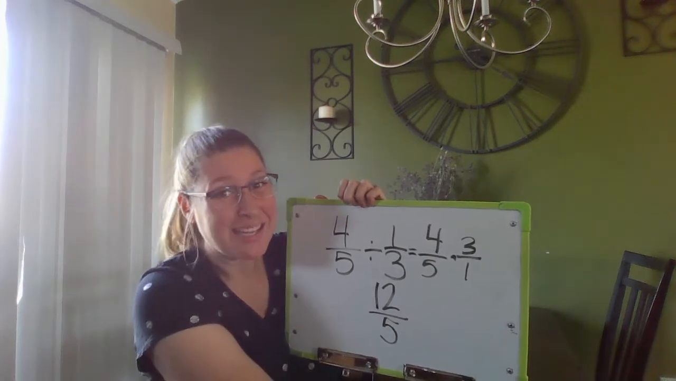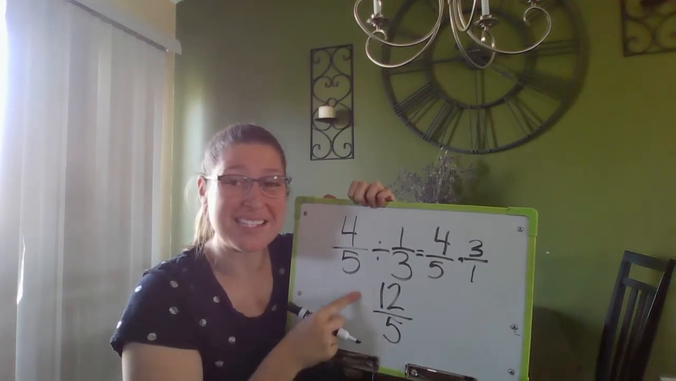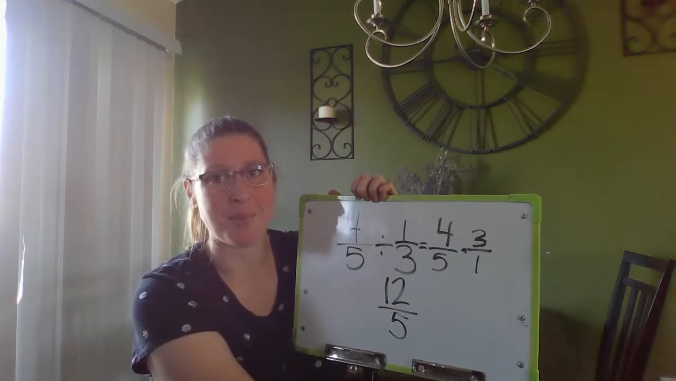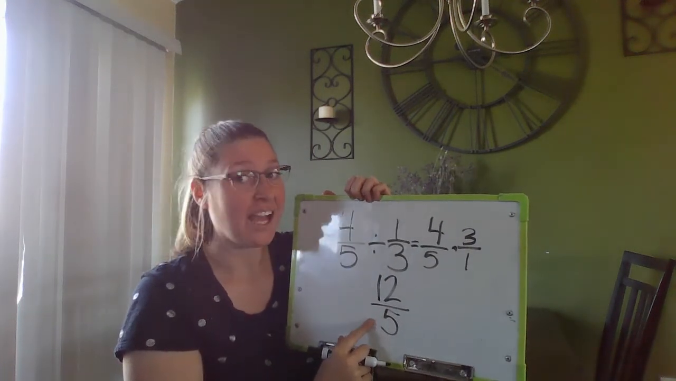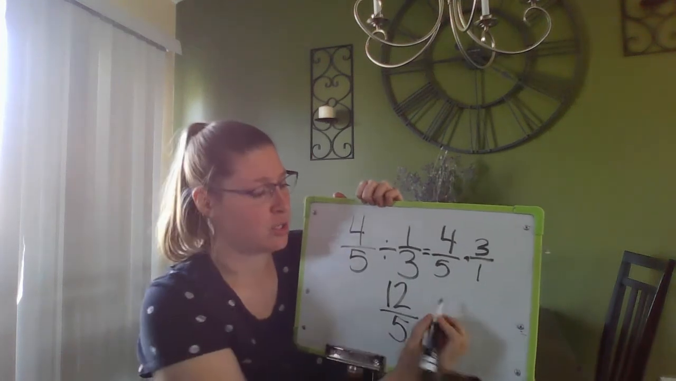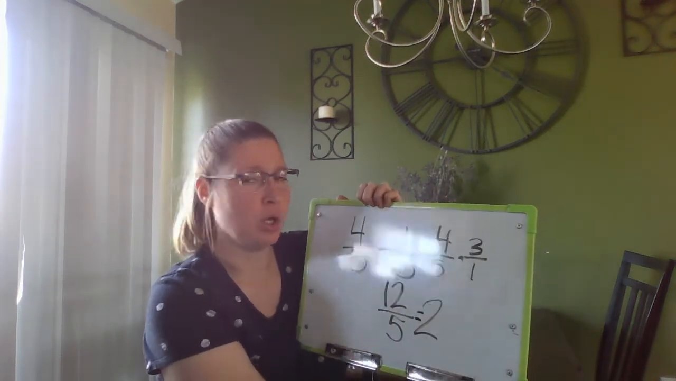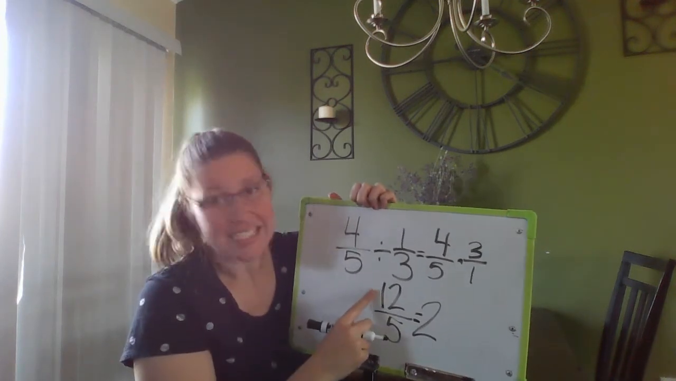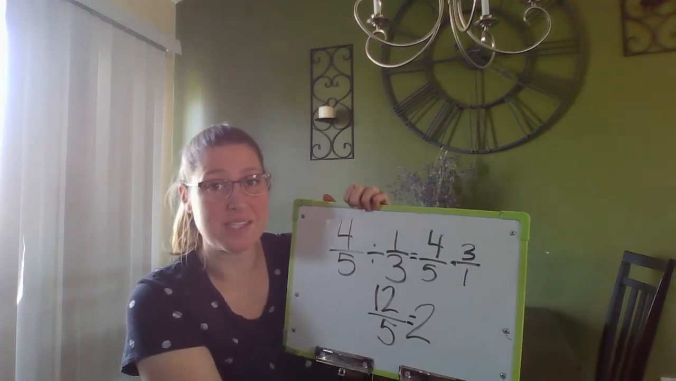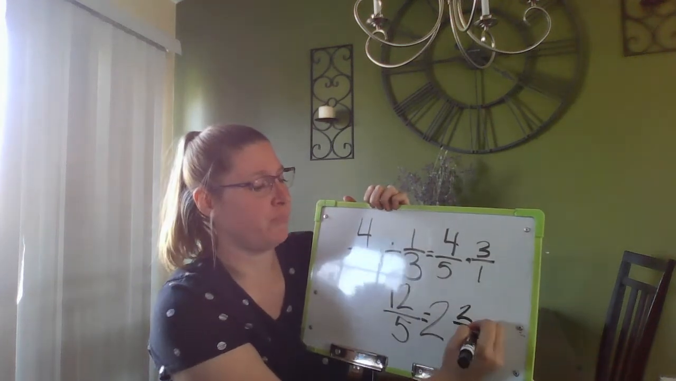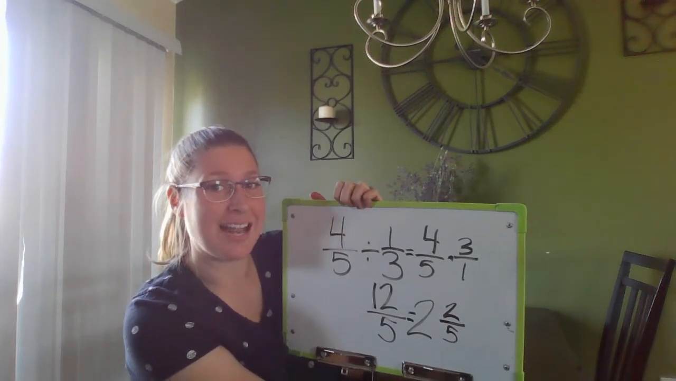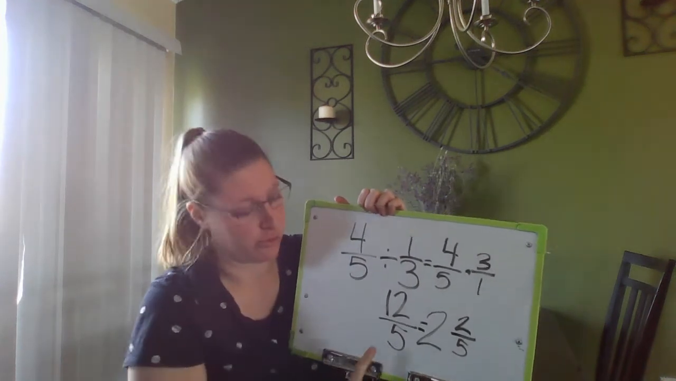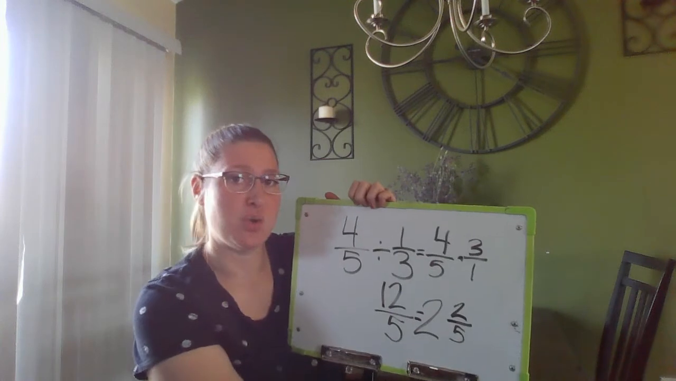Now I need to say, how many times can I take 5 away from 12? Because I know there's a whole number in here. My numerator is larger than my denominator. So 5 times 2 is 10. So I can take 2 whole numbers out of 12. And when I take that 10 away from 12, I have 2 pieces left. So I have 2 of the 5 pieces that I needed to make a whole. So my mixed number version of 12/5 is 2 2/5.